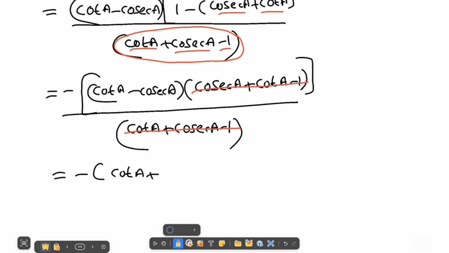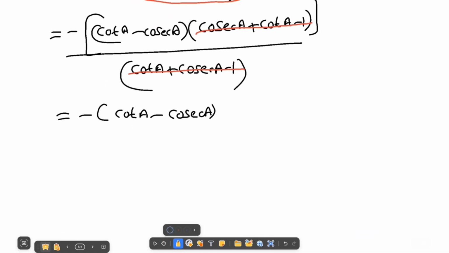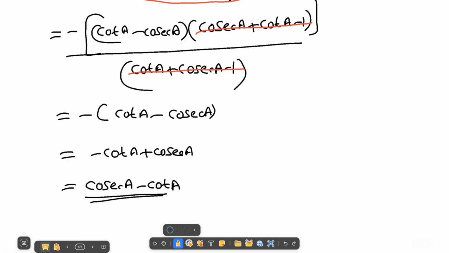So here also cot A minus cosec A. Now send minus inside. If you send minus inside, it becomes minus cot A plus cosec A. Otherwise, we can write it as plus cosec A minus cot A. So this is the answer.